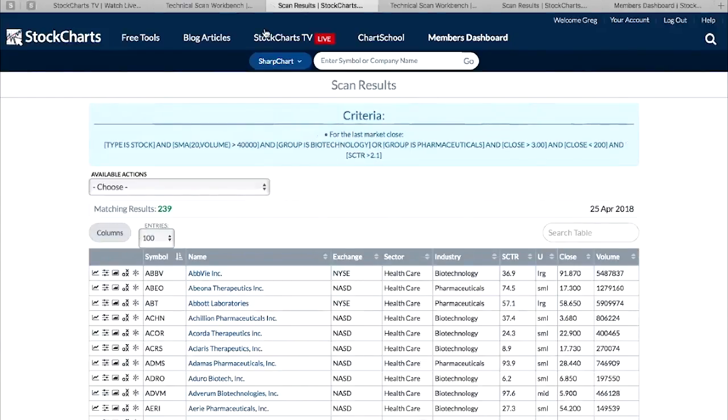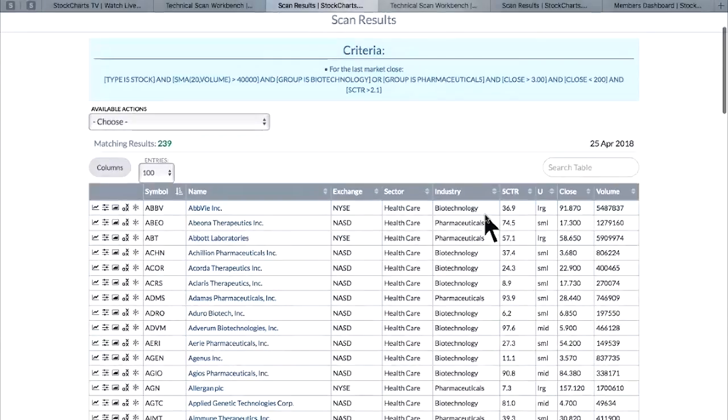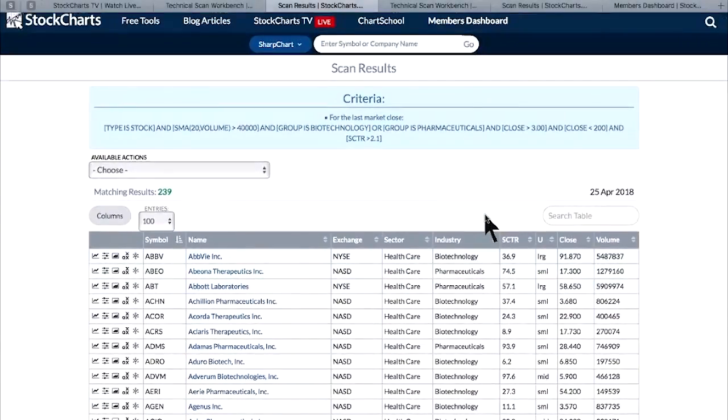So we've got stocks greater than $3. So the group is biotechnology or the group is pharmaceuticals, and the close is greater than 3, and the close is less than 200, and a scooter ranking is greater than 2.1. If they don't have an SCTR ranking, usually it's because they have such a small market cap or their price is so low. So we're going to use that as a filter.